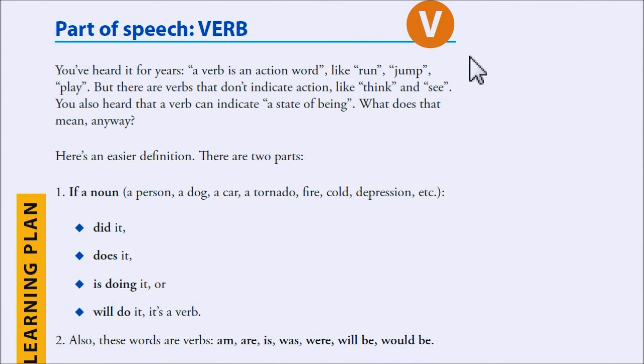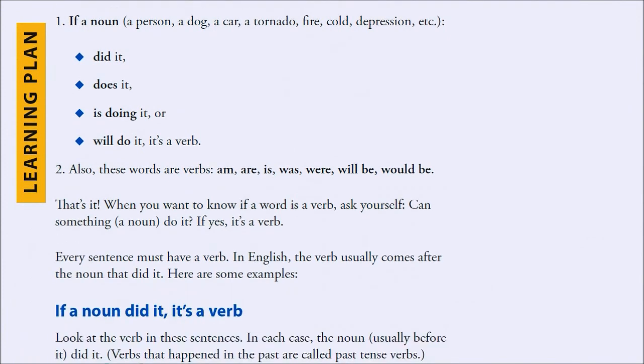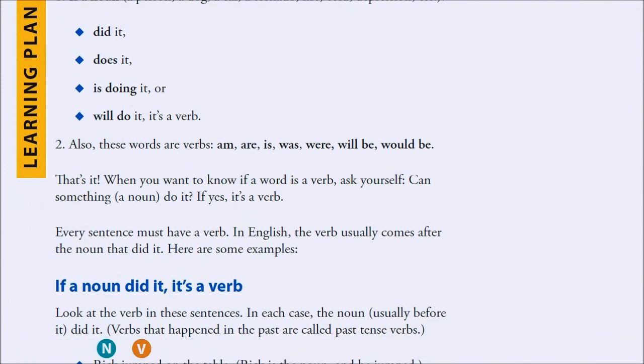And there's something else that you probably heard. You probably heard that a verb indicates a state of being. You may wonder, well, what does that mean? Here you go. If a noun did it, does it, is doing it, or will do it, it's a verb. All right, that you know. But here we go. These are also verbs, and they are the forms of the verb to be: am, are, is, was, were, will be, would be. Those are verbs. I know that may seem kind of strange.